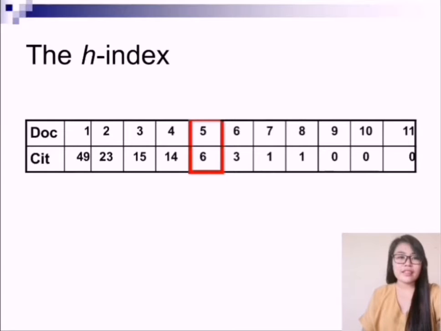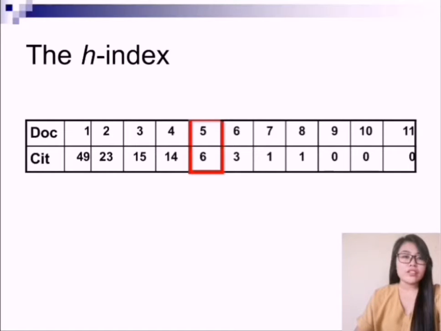Okay, so let's take this as an example. Let us calculate the H-index of the author. So we have this one. The author has 11 published papers and the citations. So let's look into the citations.